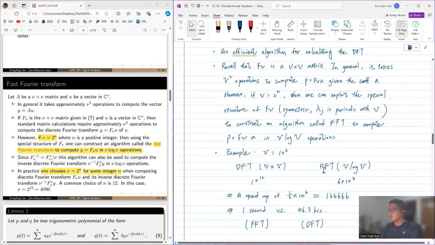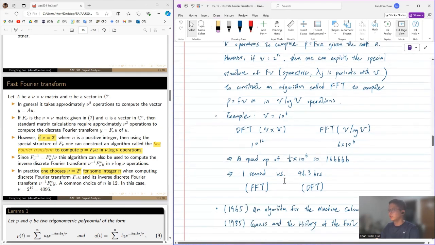And if you compute the vector P using FFT, then it's going to take nu times log nu operations, which is equal to 6 times 10 to the power of 6 operations. And you can see that this is much lower than 10 to the power of 12. This is going to be a speedup of about 1600 times. To put it into numbers, it's basically going to be 1 second computation time versus 46.3 hours computation time.